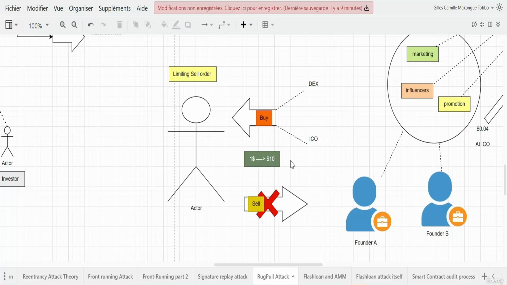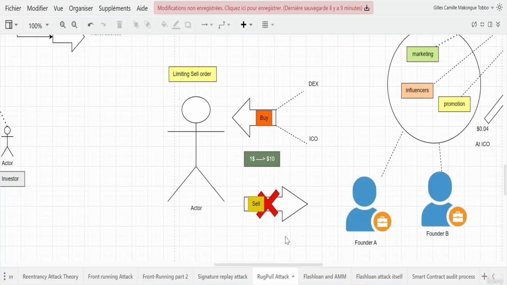But you can see other people selling it, yet you are not able to sell it. So this is actually an attack, and it is a real world attack that happens every day in the crypto space. So it's really important to understand this one. If you run into that, understand that this is actually a limit sell order.